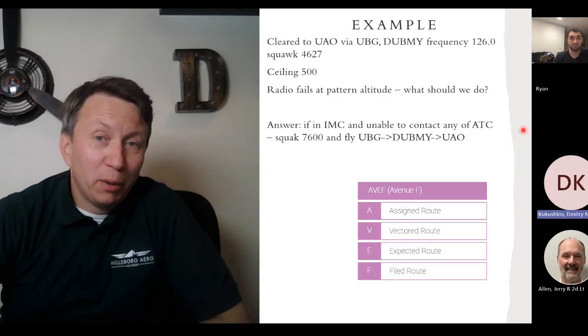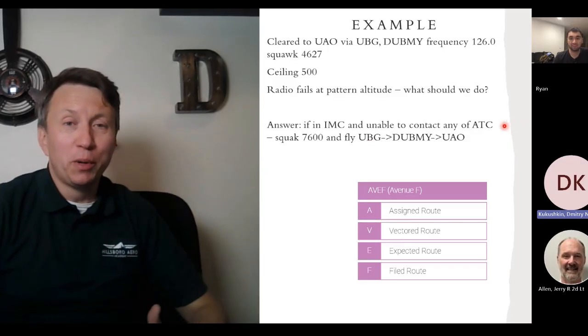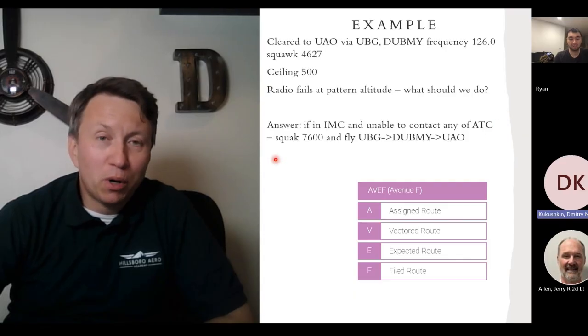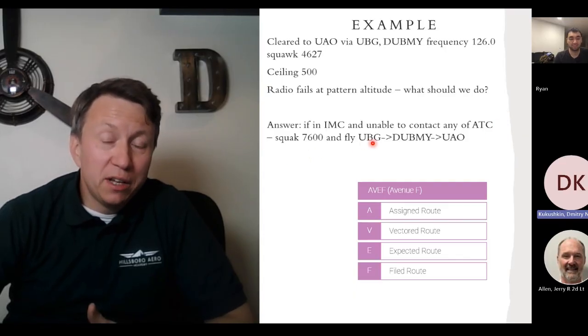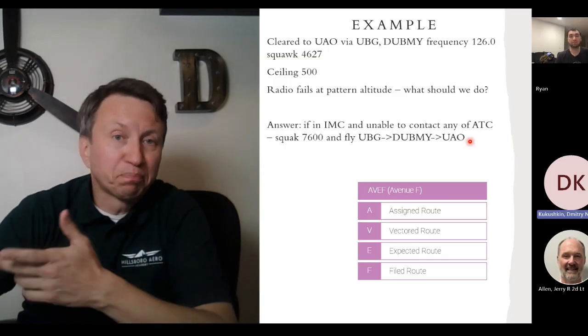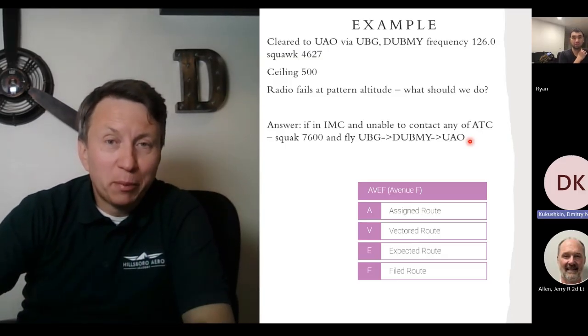So if you are unable to contact any ATC after you're doing all the quick checks, definitely squelch, radios, power, you squawk 7600, and you fly the route that you were cleared to fly, your craft clearance, basically. That's an example.